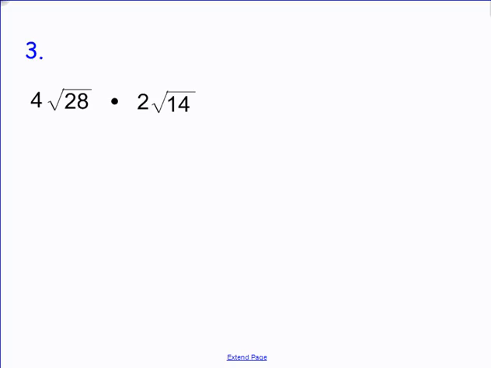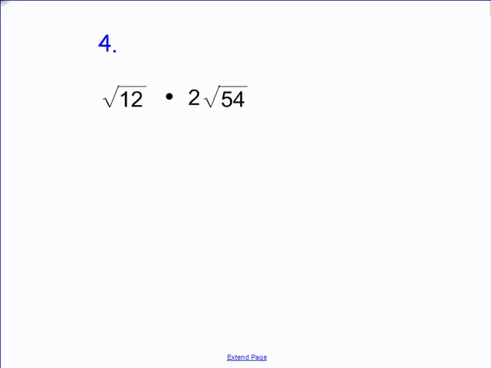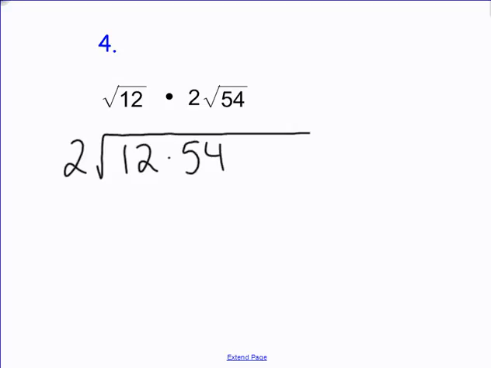Number 3 is already done for you. Notice they combine them together. So if I were to look at number 4, what I do is I put the 2 out front, and then I put the 12 and the 54 underneath the same radical. So these two terms, you can put underneath the same radical because it's multiplication, and this 2 from before, I put up at the front. So now I'm going to break down into my pairs.